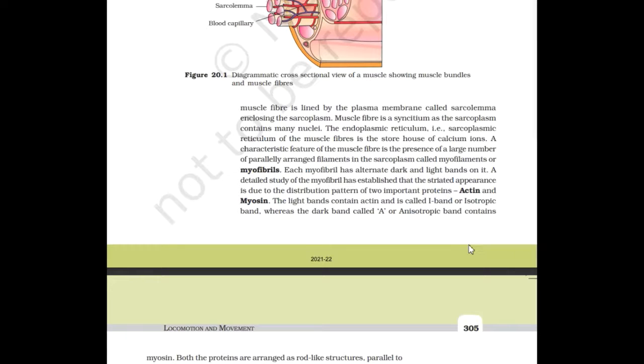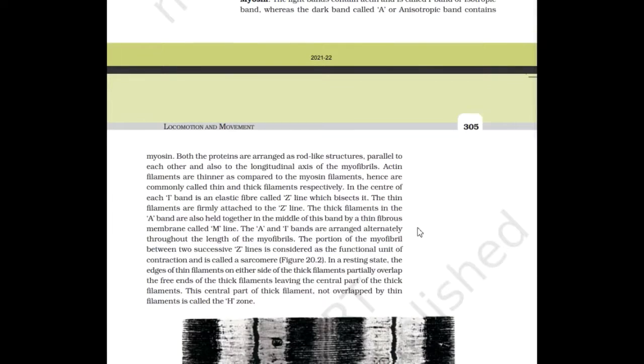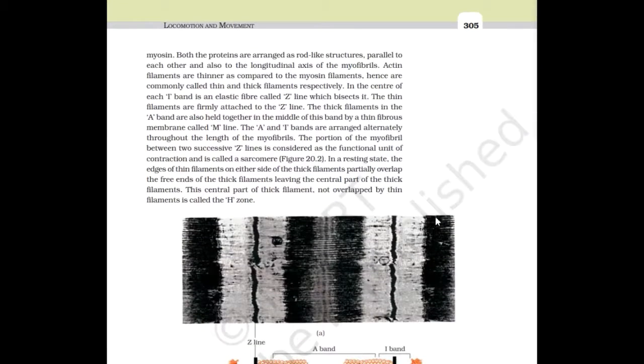The light band contains actin and is called the I band or isotropic band, whereas the dark band, called the A or anisotropic band, contains myosin. Both the proteins are arranged as rod-like structures parallel to each other and also to the longitudinal axis of the myofibrils. Actin filaments are thinner as compared to the myosin filaments, hence are commonly called thin and thick filaments respectively.